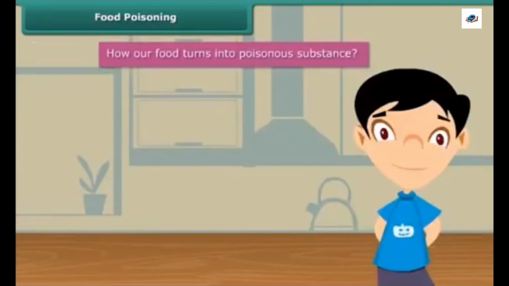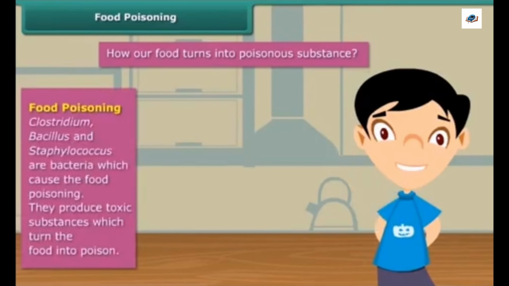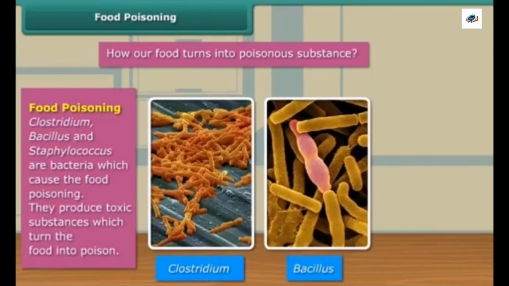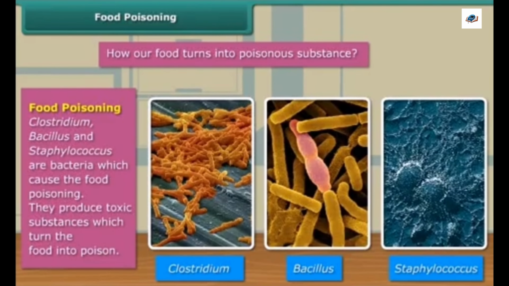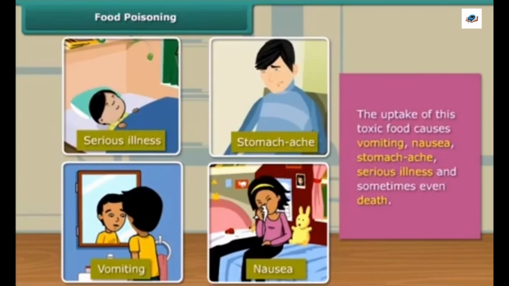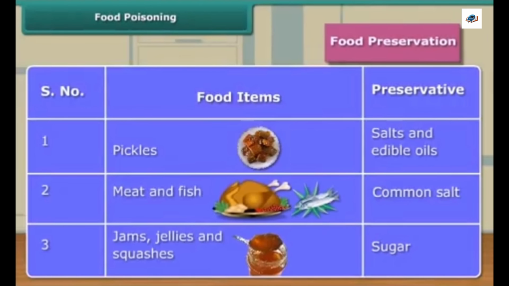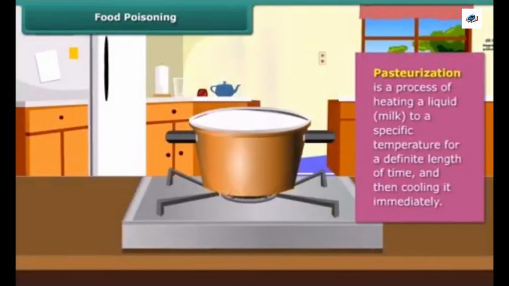Friends, in the summer season, if food is lying open for a longer duration, the food turns stale and finally becomes poisonous. The cause of this is again the same: bacteria. There are some bacteria like Clostridium, Bacillus, and Staphylococcus which cause food poisoning. This food causes harm to us. We can preserve our food by some methods as listed below. We use the pasteurization process to preserve milk.